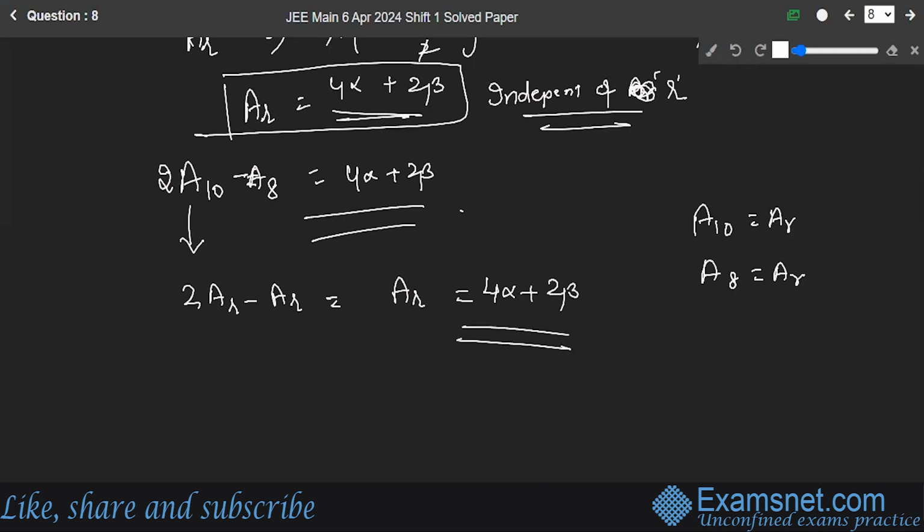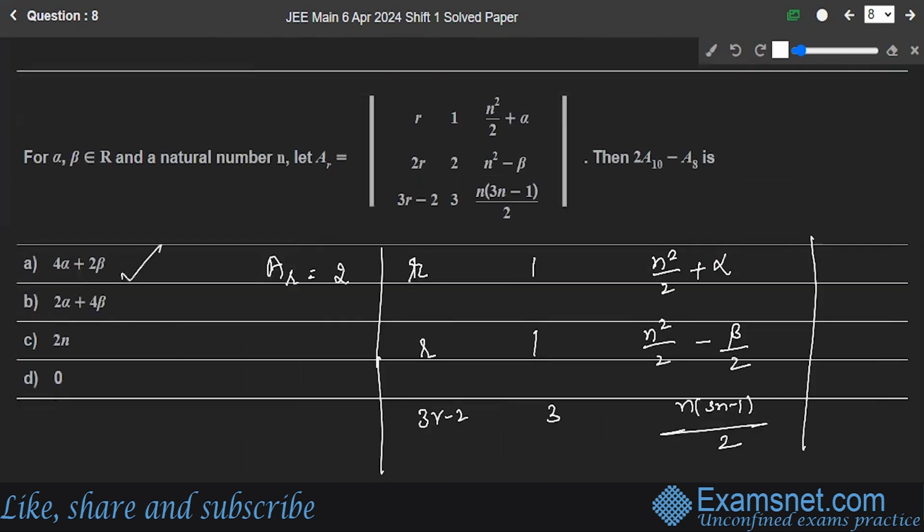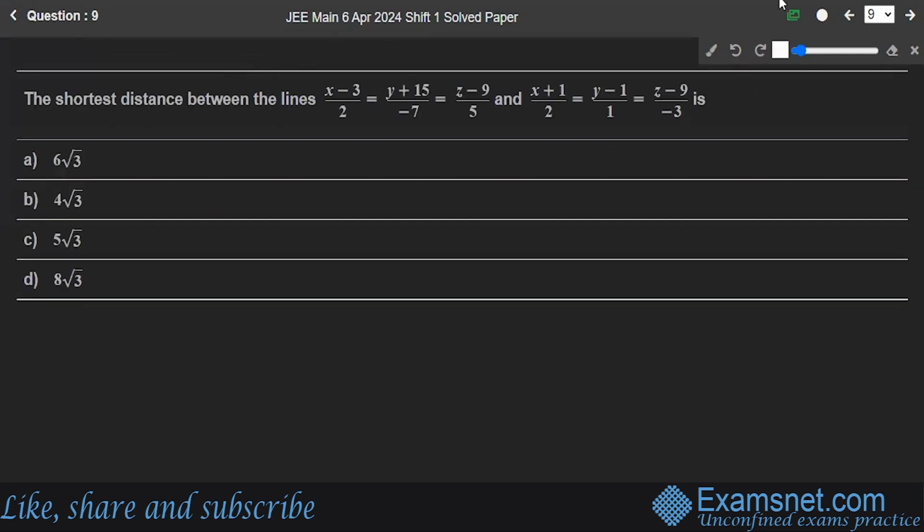So this is the answer to the question, 4 alpha plus 2 beta, option A. Hope you got that. Let's move to the next question. Question number 9: the shortest distance between these two lines is what?